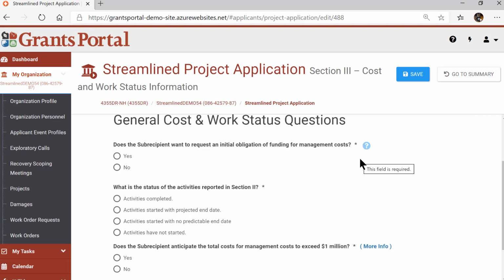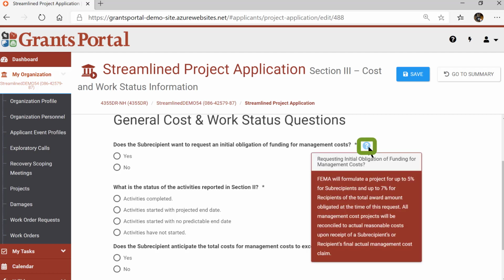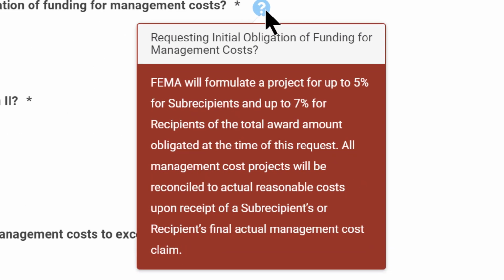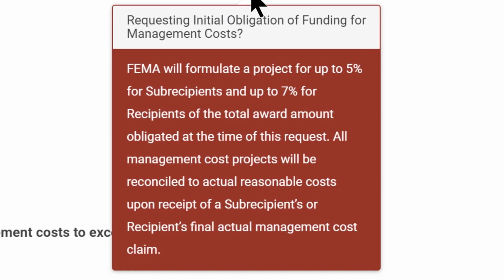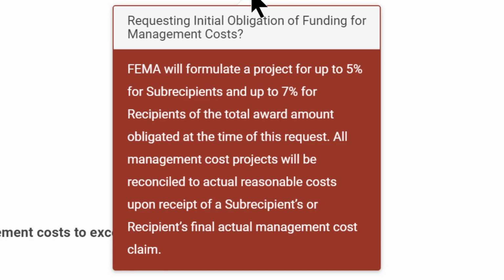Nice thing about Grants Portal is it really sets you up for success, where you can hover over little boxes like this, and it's going to give you some additional information. So what does that mean? FEMA will formulate a project up to 5% for the subrecipient and up to 7% for the recipients of the total award amount obligated at the time of this request. All management cost projects will be reconciled to actual reasonable cost upon receipt of a subrecipient's or recipient's final actual management cost claim. We went over that in the slides, but it's always good to reaffirm.